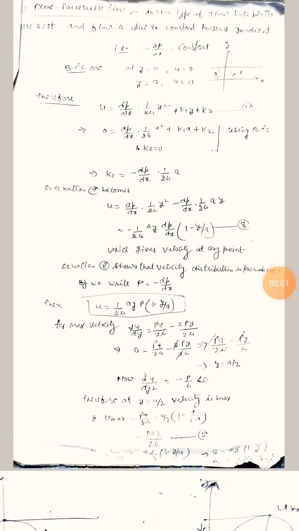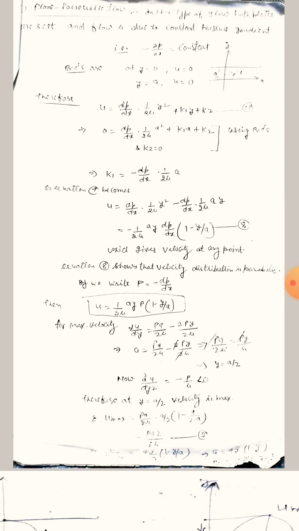In the previous class, we studied the laminar flow between two parallel plates. Then three cases arise. One case is plane Poiseuille flow, another case is plane Couette flow, and the third case is generalized Couette flow, which is the combination of plane Poiseuille flow plus plane Couette flow.